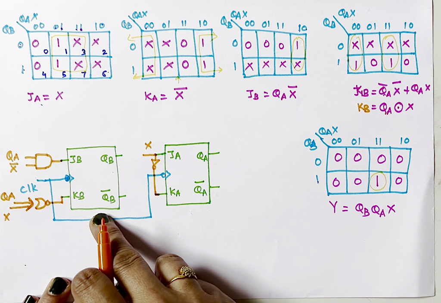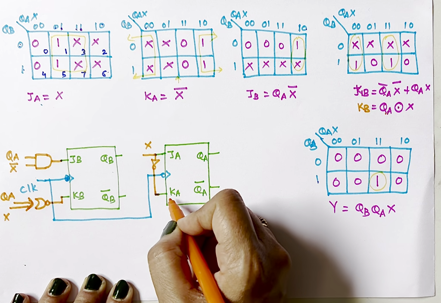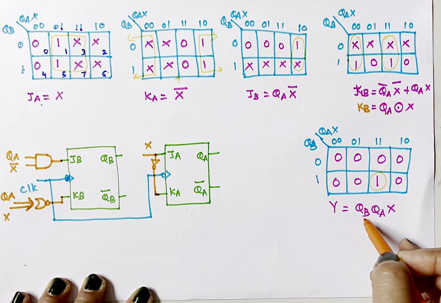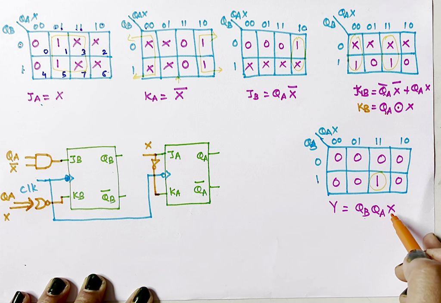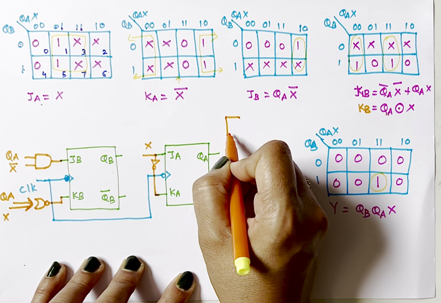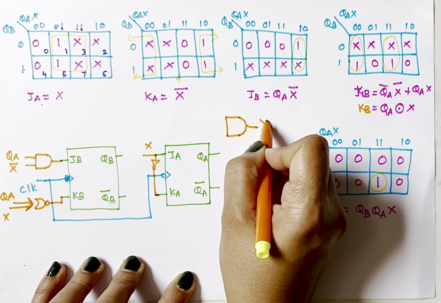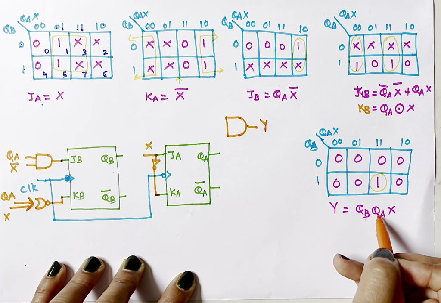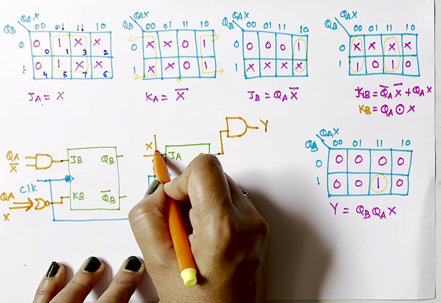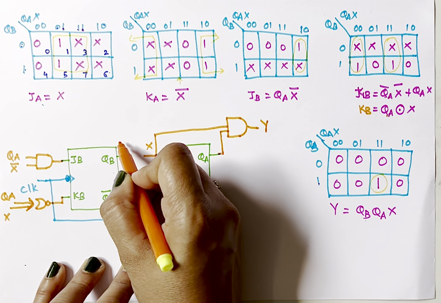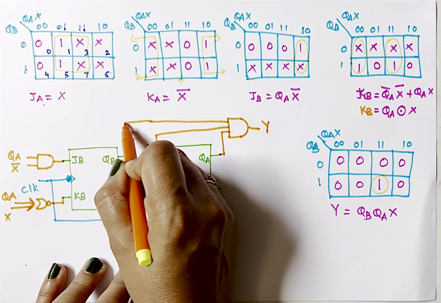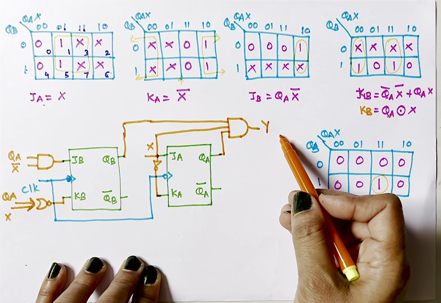So these are inputs for my flip-flop B, these are inputs for my flip-flop A, and my final output Y I'll get by using an AND gate. There is multiplication of these three variables, so I'll use an AND gate which has three inputs. Here I'll get output Y, and inputs are QA, this is my X, and QB. So here I'll get output Y.